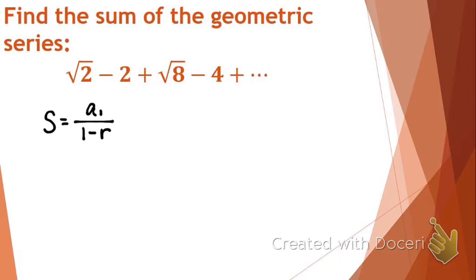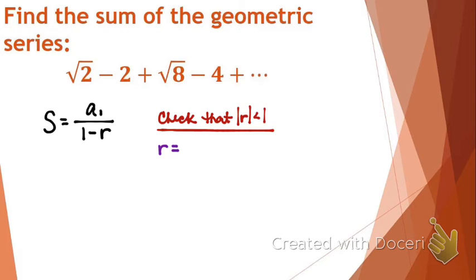What do I need first? Yep, got to make sure that I'm even allowed to use this. So we need to check that the absolute value of our common ratio is smaller than 1. That means I need to find the common ratio. How do I obtain the common ratio? Square root of 8 divided by negative 2.